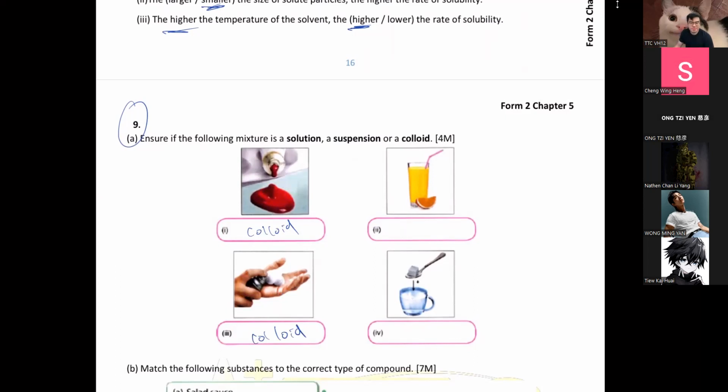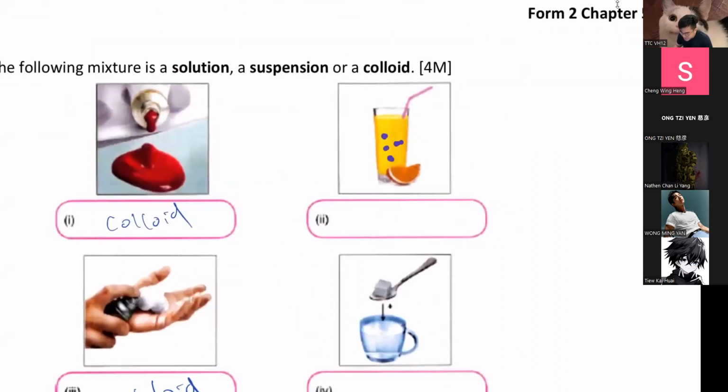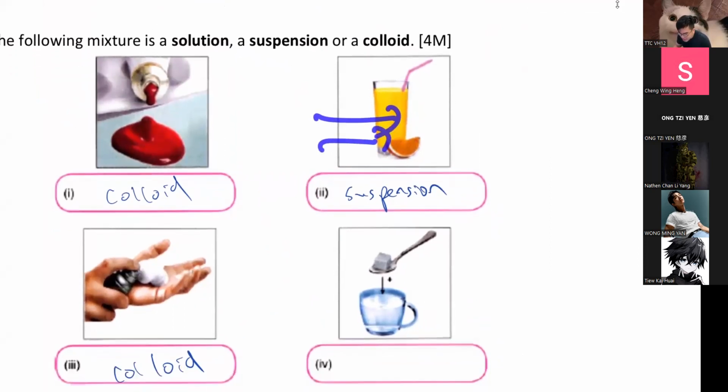Okay, you see, orange juice has 2 answers. If you are talking about the pulp, when you drink orange juice, you can taste the pulp, right? The pulp is a suspension because it will sink to the bottom, isn't it? You need to stir so that it comes up, so that you can drink the pulp. But when you are talking just about the juice, it is a colloid. But for this case, I'm going to write suspension, because we have so many colloids already. It's not a solution because light cannot go through it.